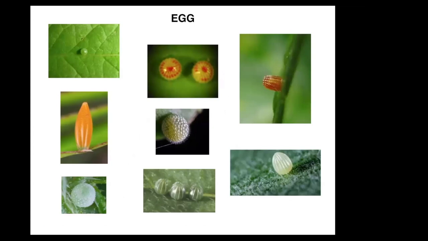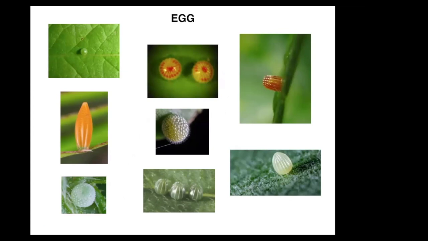The eggs are as varied as you can get. We're going to be talking about 8 different butterflies that I think you might see in the Winston-Salem area right now. And they're all different. And the eggs are usually no bigger than a pinpoint. And then they start growing.